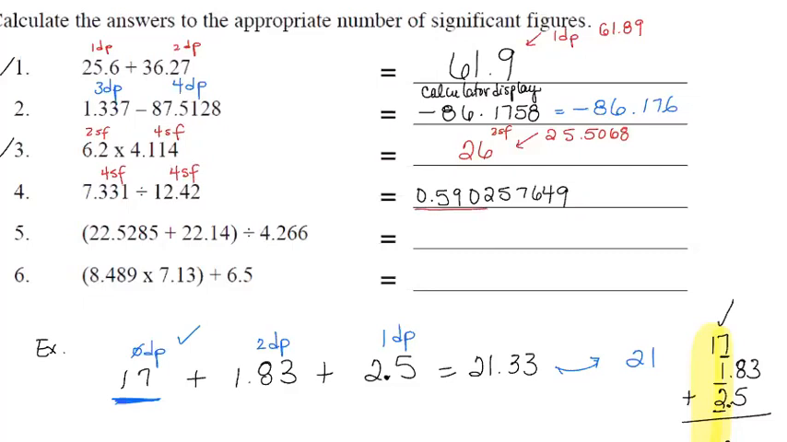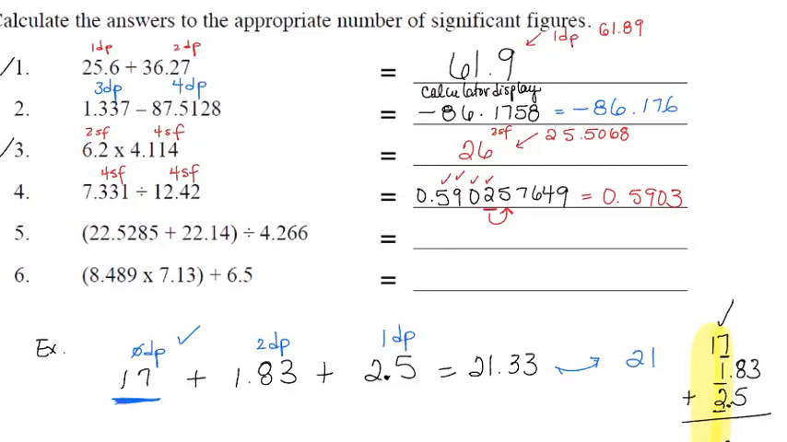Okay? So when we're paying attention to our sig figs, this is significant, this is significant, this is significant, this is significant. So the 2, let's look at what is next to it. There's a 5. Excellent job. Thank you, Elizabeth. That is the final answer. Our final answer here will be 0.5903.